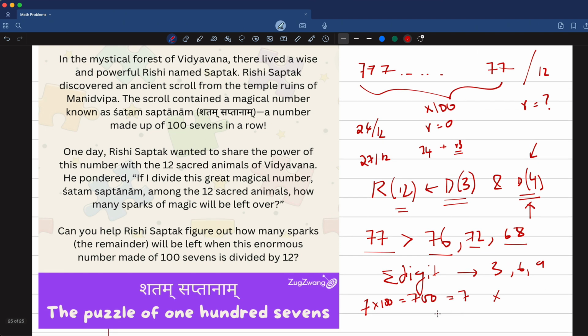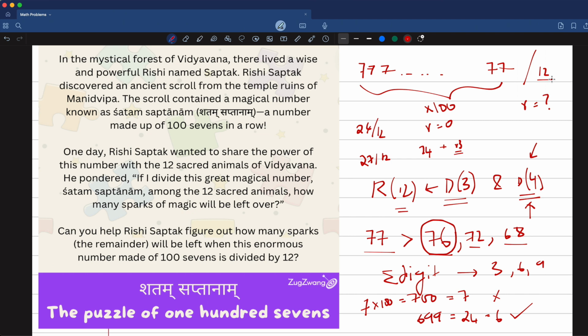But what about a number that's 1 less than this? For example, all 7s except for the last digit, which is a 6. In that case, the digit sum would be 1 less than 700, which is 699. Recursively added, it's 6 plus 9 plus 9, which is 24. Recursively added, that's 2 plus 4, which is 6. And this is divisible by 3. So there you have it. The number that ends with 76 is divisible both by 3 and 4, and therefore divisible by 12.